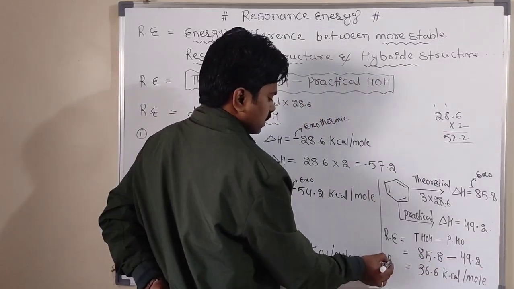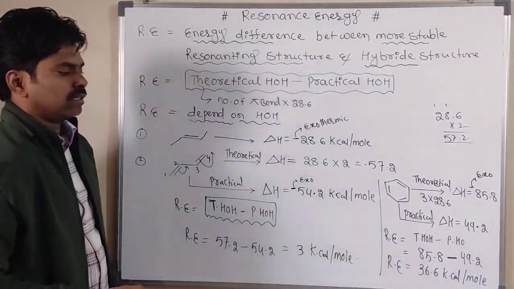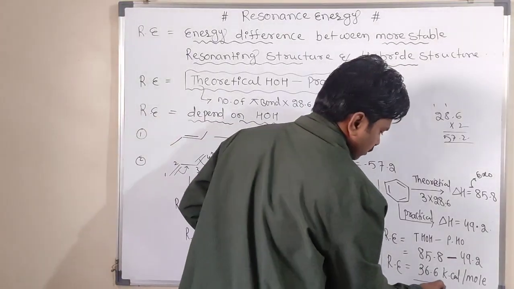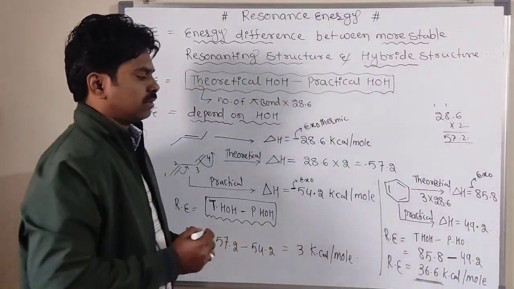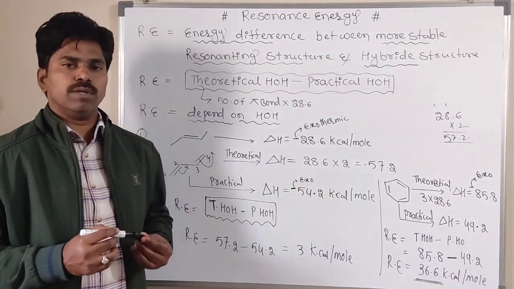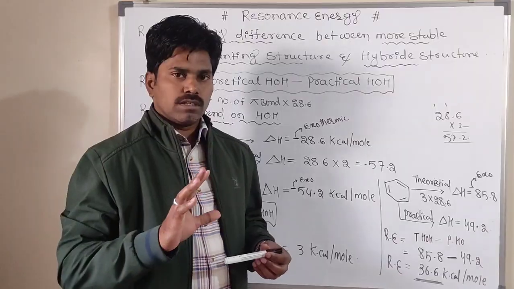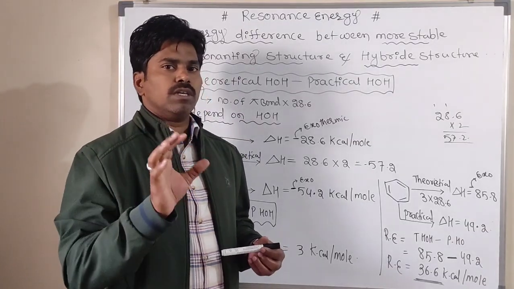So finally the resonance energy of benzene is 36.6 kilocalorie per mole. So this is the value of resonance energy for benzene. Okay, understood? So there is nothing more, you just have to listen here.